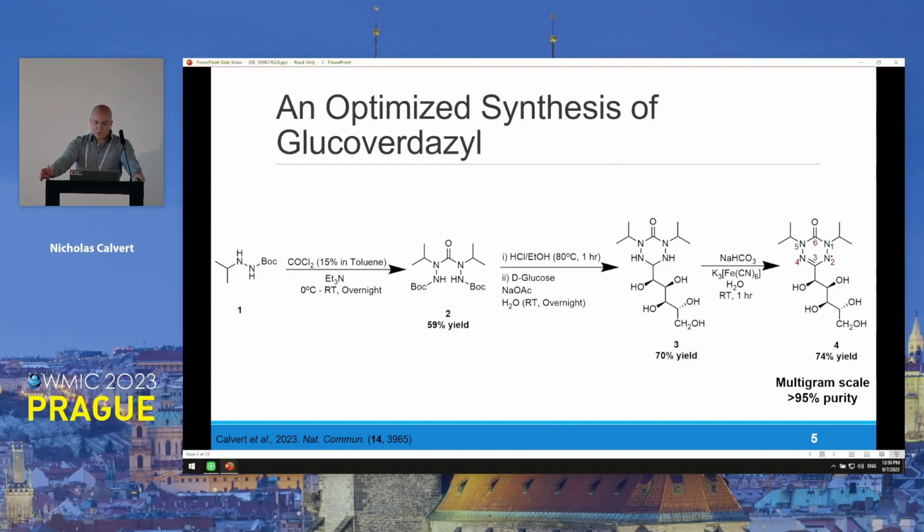And then with deprotection and just incubation with D-glucose overnight through the aldehyde tautomer, we're able to close off that ring, and you get this linear chain of glucose at the bottom, which we thought would be more biocompatible and water-soluble. And then through a mild oxidation with potassium ferricyanide, we're able to produce this in a 74% yield. And what's interesting to this, if you're not a chemist, is that we're able to do all this without running any columns at all. So we can scale up the synthesis really, really easily.